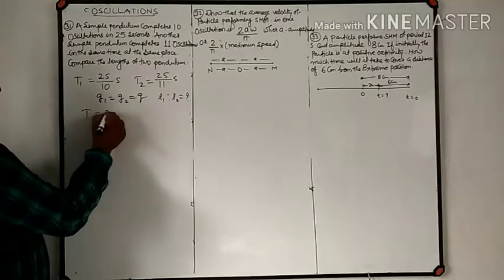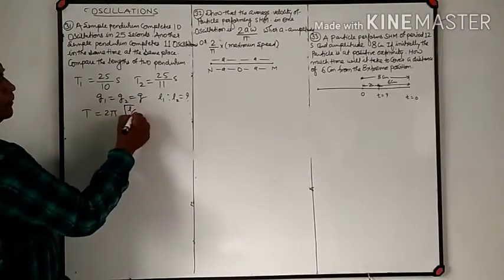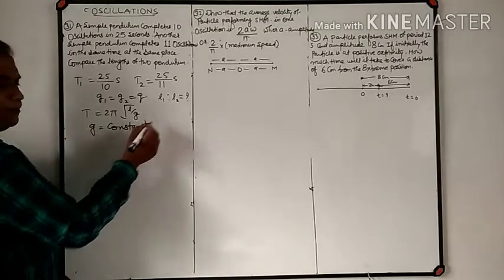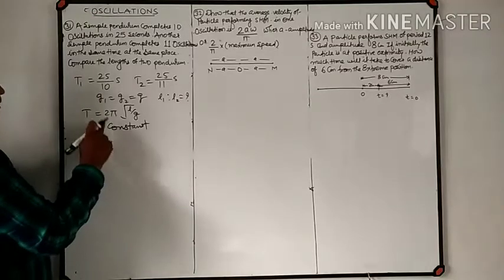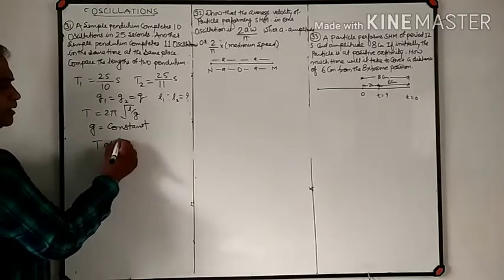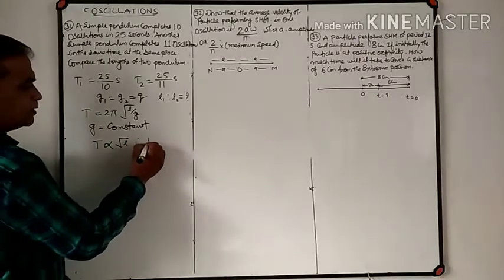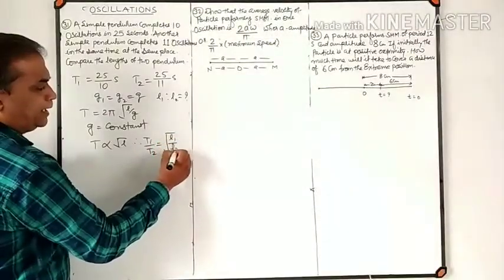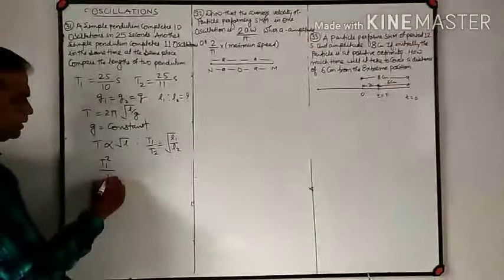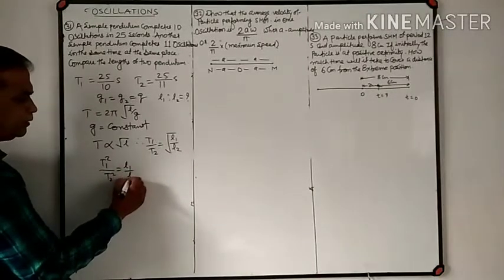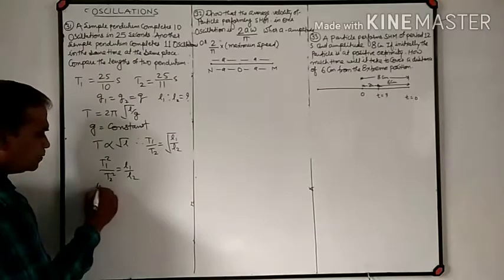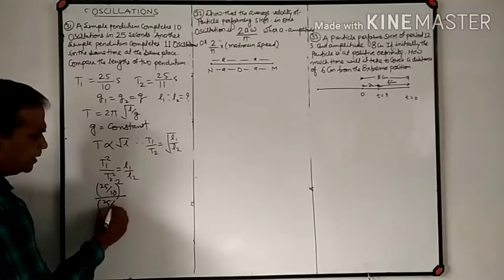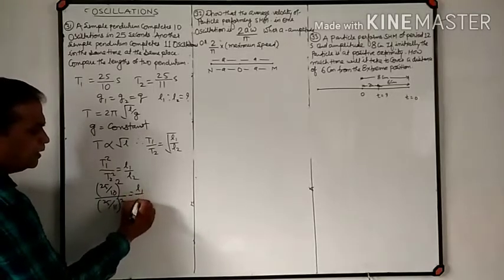Now the time period of a simple pendulum T is equal to 2 pi under root of L divided by g. As g for the two pendulums is the same, that is constant, and 2 pi is constant, it means T is proportional to root L. Therefore T1 divided by T2 is equal to under root of L1 divided by L2, or T1 square upon T2 square is equal to L1 by L2. T1 is 25 divided by 10 whole square upon 25 divided by 11 whole square, equal to L1 by L2.